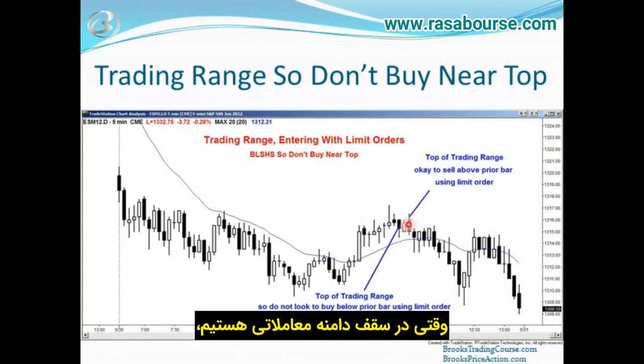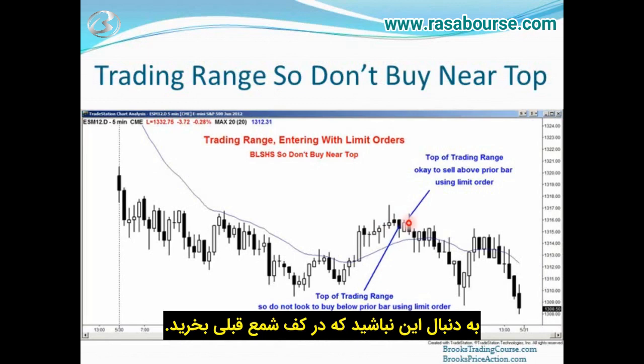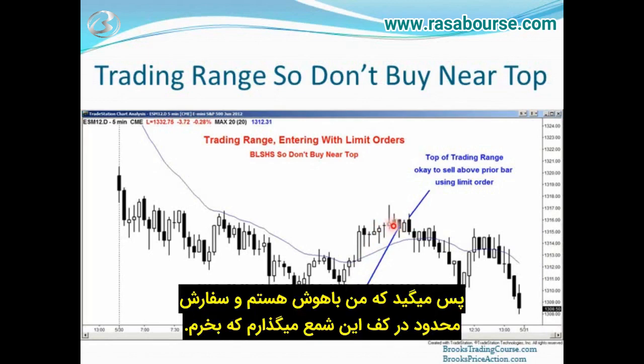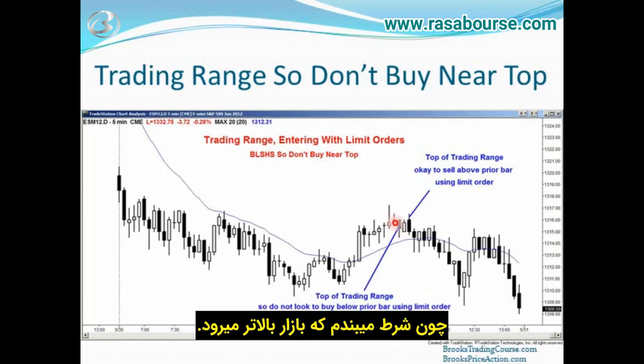Top of a trading range, do not look to buy below the low of the prior bar. If this was a strong bull trend, you'd say, wow, it's going to go up a lot higher. Therefore, I'm going to be clever, and I'll place a limit order to buy 1 tick. I'll buy at the low of this bar, betting that the market will go higher.